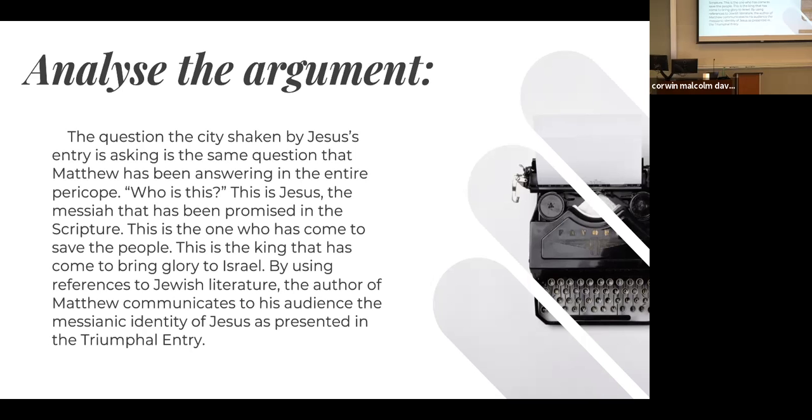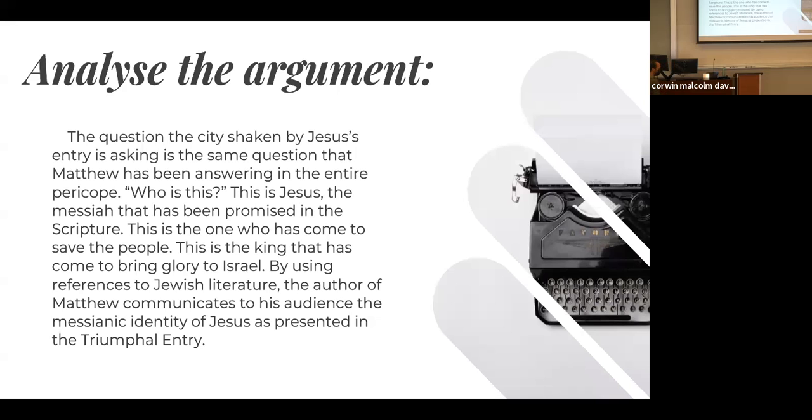Right? This example is not as good as the first one to me in terms of the writing. Right? It's very choppy. This is Jesus. This is the one. This is the king. Right? The writing doesn't flow as well. And even the first sentence, the question the city shaken by Jesus's entry is asking, right? That is a very confusing way of articulating or introducing a claim. The question the city shaken by Jesus's entry is asking is the same. Its parts of speech are not in an easy order. But we do see a claim, right, that Jesus is Messiah.